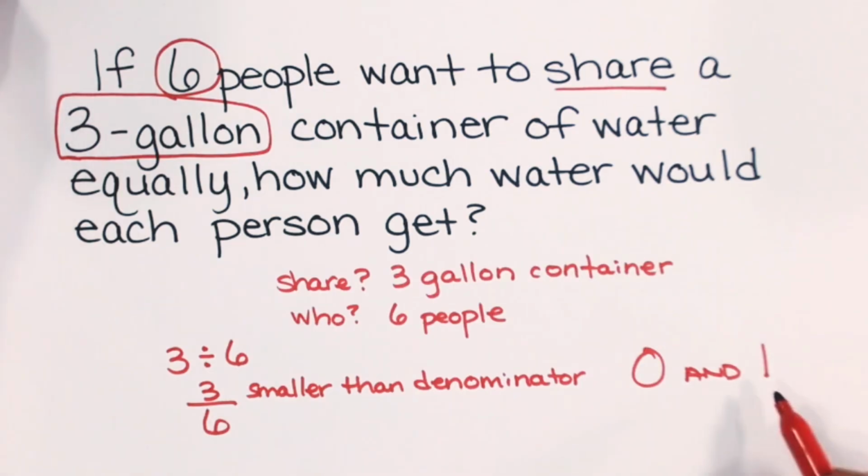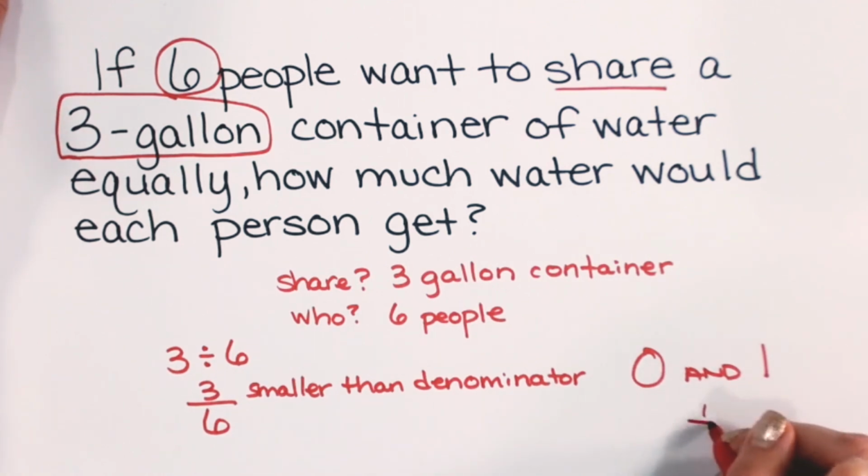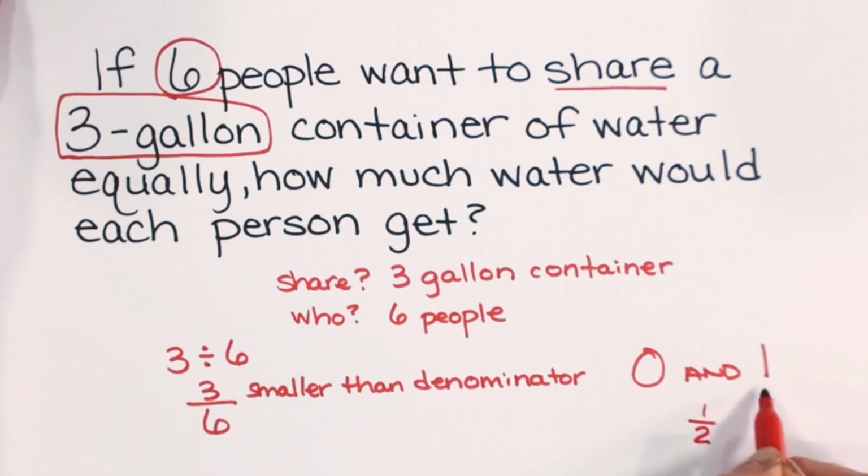Let's take a look at this same problem again. Just as a reminder, when we're taking 3 divided by 6, if we interpret that as a fraction, it's 3/6. And I know that 3/6 is equivalent to 1/2, which is between 0 and 1.